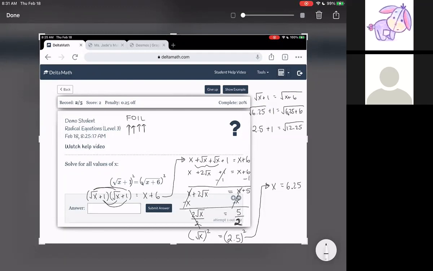Right? And then let's double check. So 2.5 plus 1 is 3.5. Here, let me just draw my box. 3.5. And then the square root of 12.25 is also 3.5. I just did it on my calculator. So yes, 3.5 is equal to 3.5, which is indeed true. So therefore, we accept the 6.25 as our answer. So we will enter this into Delta Math.